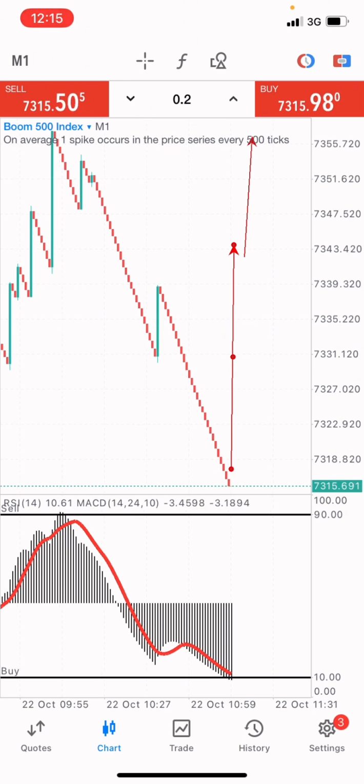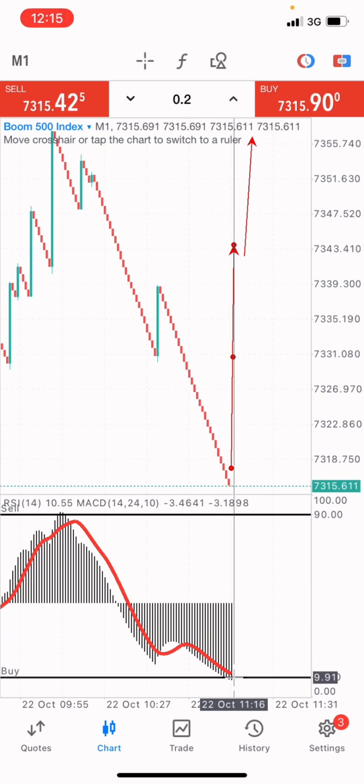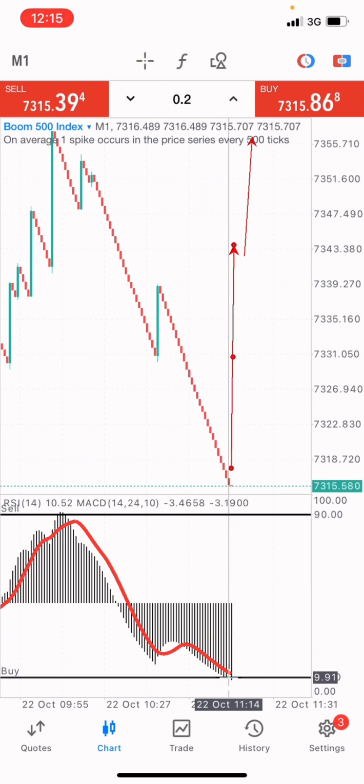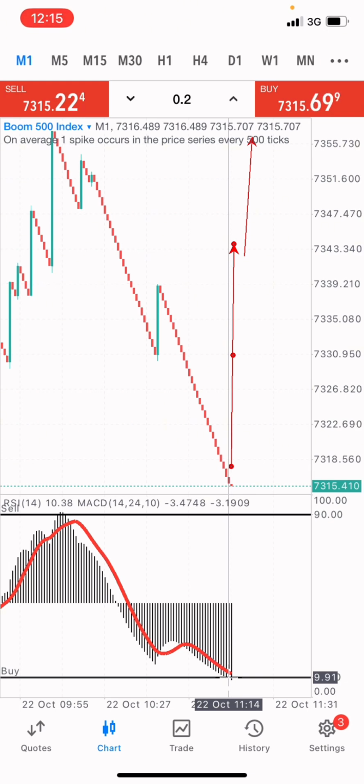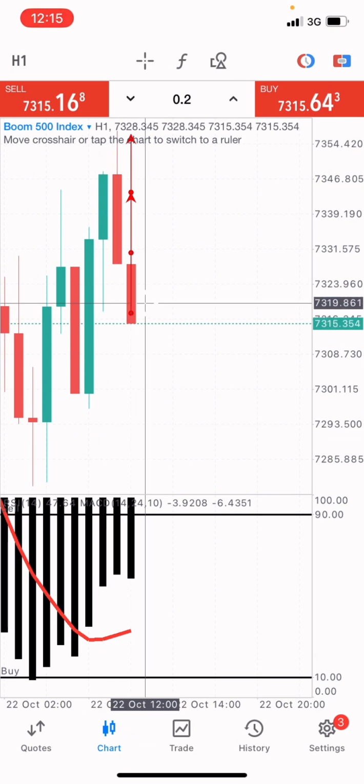So what is best to do when you notice that the MACD has gotten to the level of 10? The best thing for you to do is to wait for the market to continue to sell for a short period of time before you place a buy to catch the spike. Okay, now take a look at this. At this point, the market has sold up to this point, right?